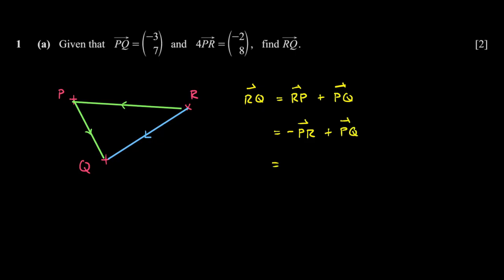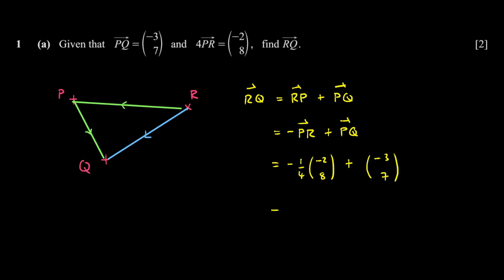So now let's try to fill in. Well, we don't have PR exactly. We have 4 lots of PR. So I know that PR is going to be a quarter of this thing here. So I'm going to now write negative a quarter of the vector (-2, 8). And then I'm going to include the vector PQ, which is the vector (-3, 7).